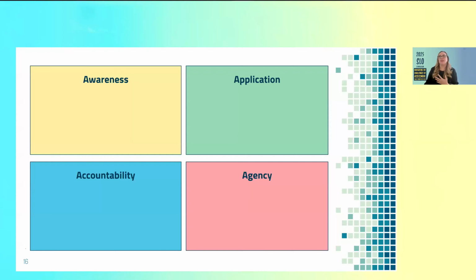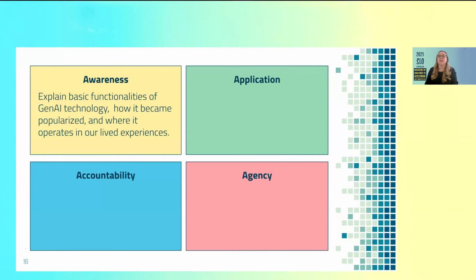So I came up with an attempt to synthesize all of this using alliteration, mostly because I can remember alliteration. I broadly considered, if I could put all of this together and synthesize this in some way, it would be awareness, application, accountability, and agency. Again, keeping that agency piece because I think it's really important.